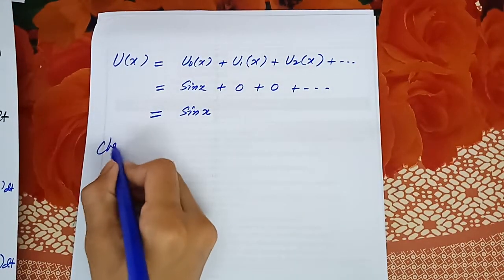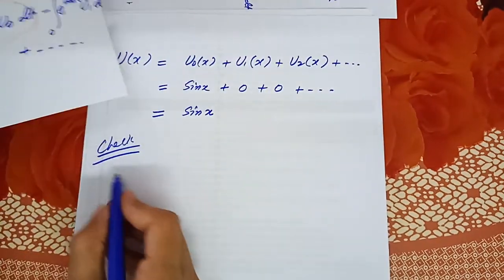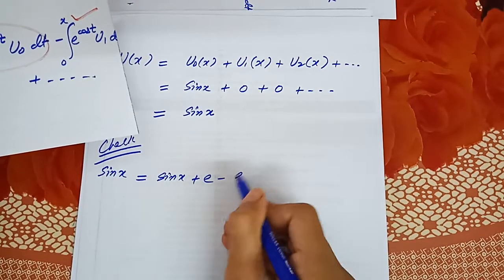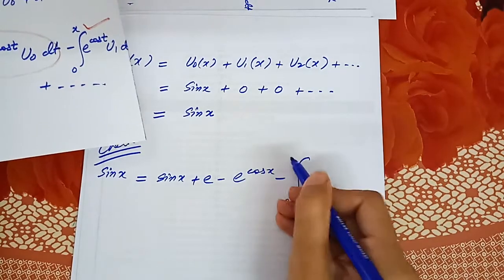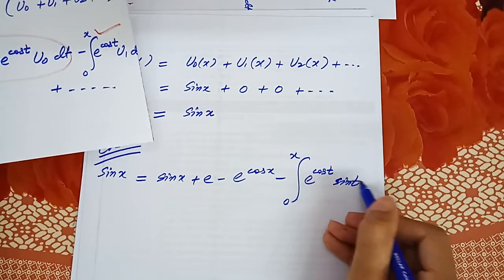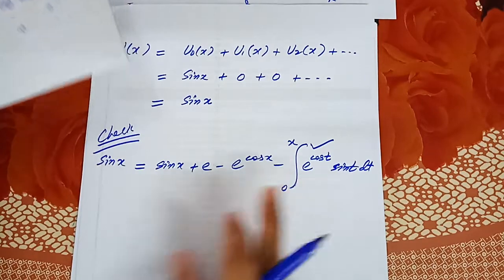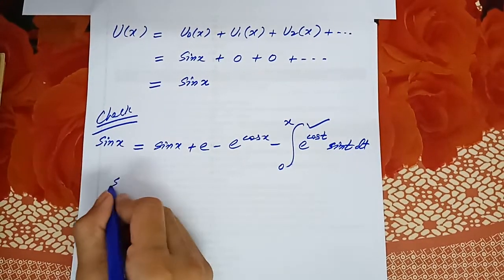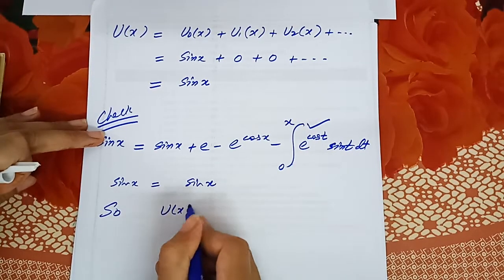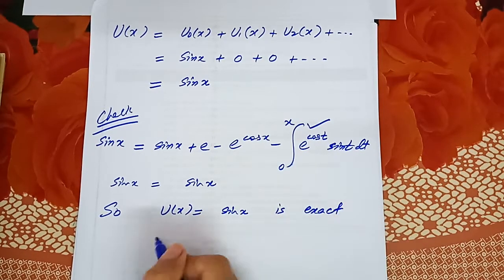So let's check it. Let's use it in place of u. You will get sine of x equals sine of x plus e minus e cosine of x minus integration from 0 to x e to the cosine of t and sine of t dt. Again, you can use integration by substitution that we used earlier as well. So you will get the left hand side equal to the right hand side. So u of x equals sine of x is the exact solution here.